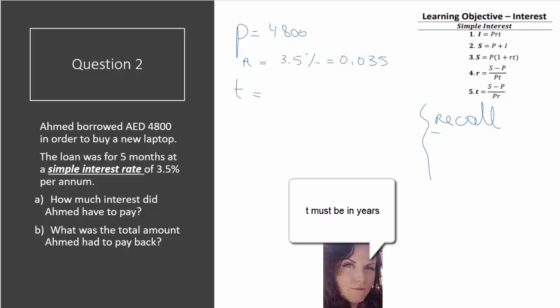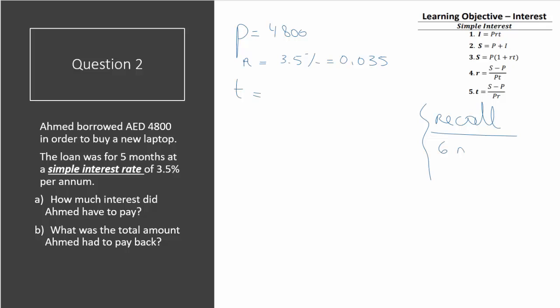So let's do a quick recall. How do we convert from months to years? Let's think of 6 months. 6 months would be half a year, and that would be easy for us to figure out. Half a year is the same thing as 1/2 years. Now how do we go from 6 months to half a year? We divide by 12. So 6 divided by 12 would give us 1/2.